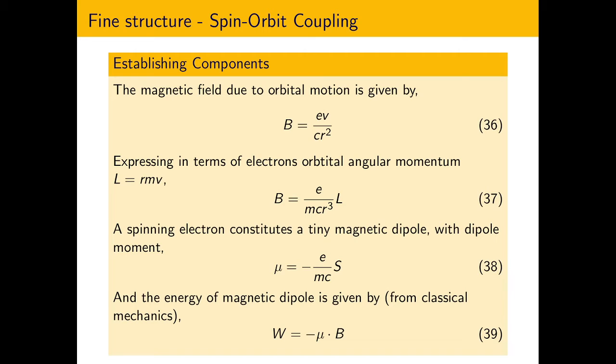A spinning electron also consists of a tiny magnetic dipole. This dipole moment is given by mu equals negative e by mc S, where S is the spin angular momentum. The energy of a magnetic dipole is given, from classical mechanics, to be W equals negative mu dot B. Remember, what we are trying to do here is measure the change in Hamiltonian and hence the change in our energy levels. So here we computed the energy of the magnetic dipole.